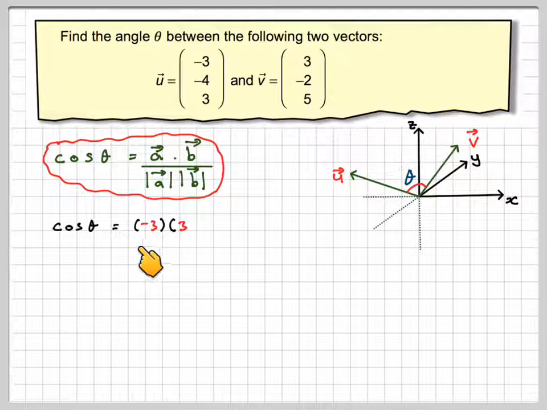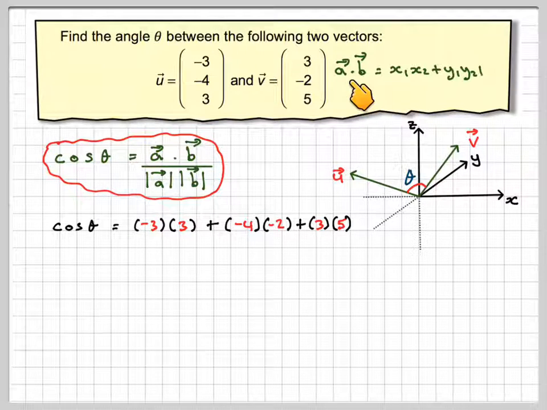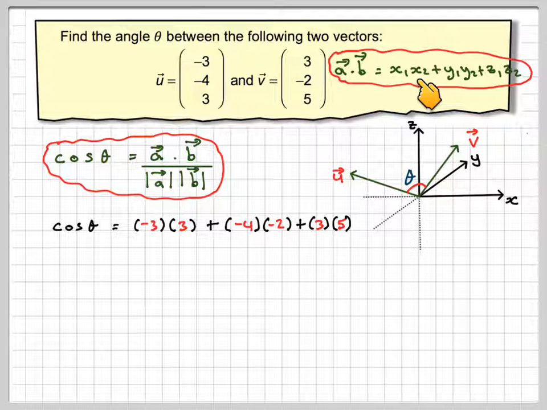So cos theta will be minus 3 times 3, this is a scalar product, plus minus 4 times minus 2, plus 3 times 5. And what we're using here is the idea that the scalar product a dot b is x1 times x2, plus y1 times y2, plus z1 times z2. So we do this one times this one, this one times this one, and this one times this one. Remember, sometimes it's called the dot product.